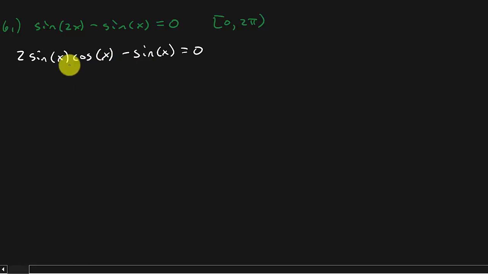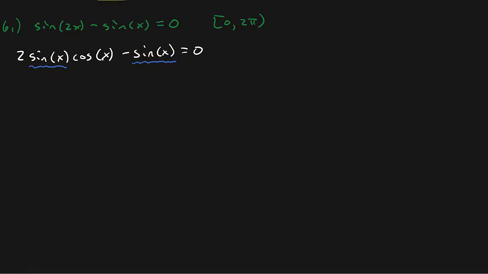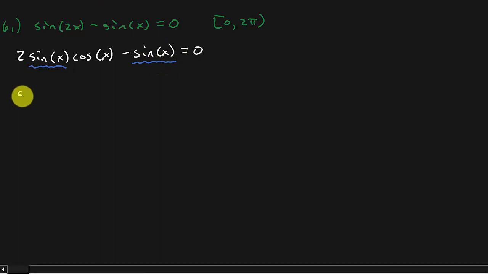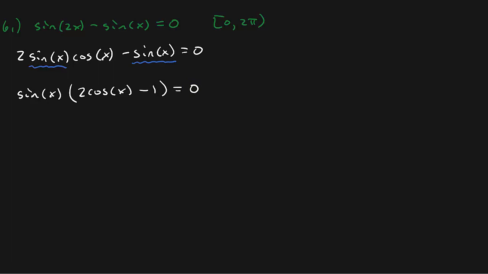So we need to solve this. Well, how do we solve it? Well, if you notice, I've got a common factor of sine. So I can factor that out. So that's sine x times 2 cosine x minus 1 equals 0. All I did is I factored a sine out. That's all.